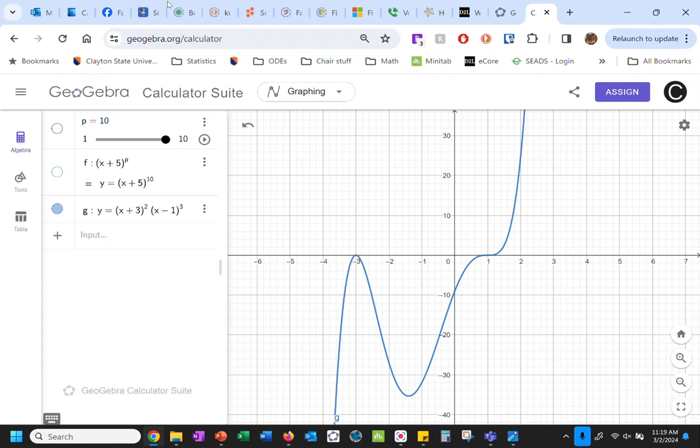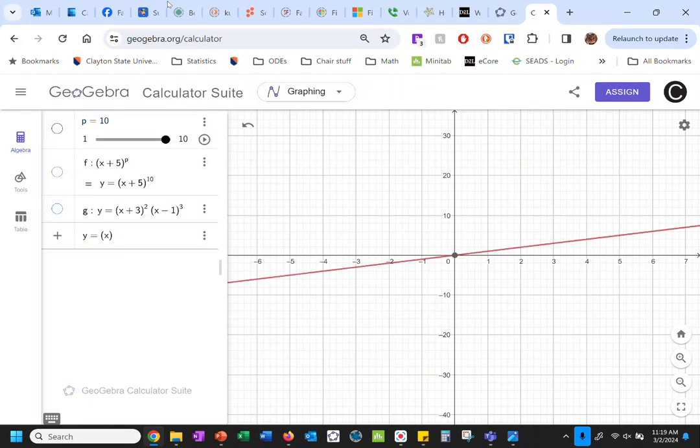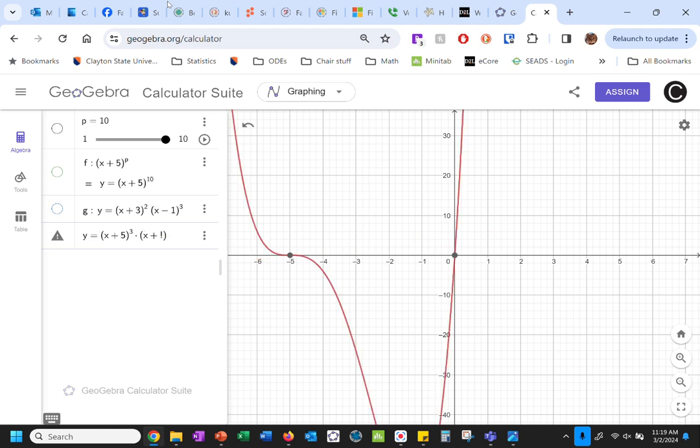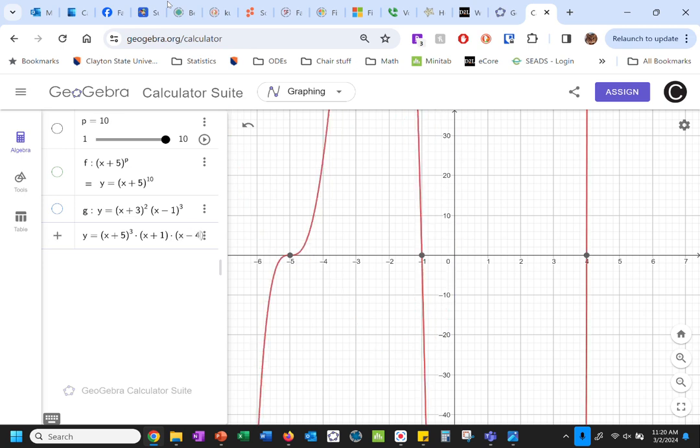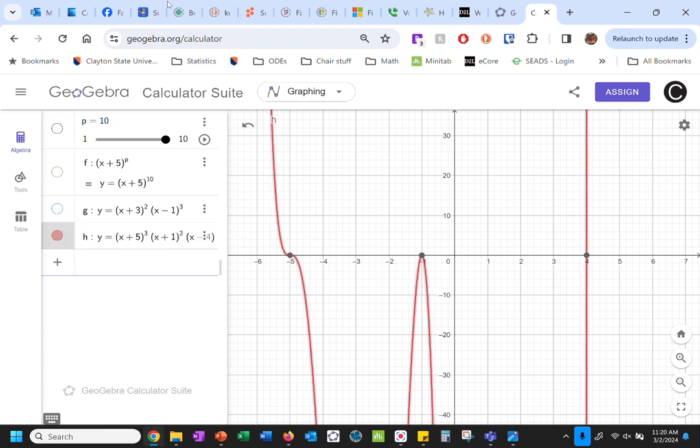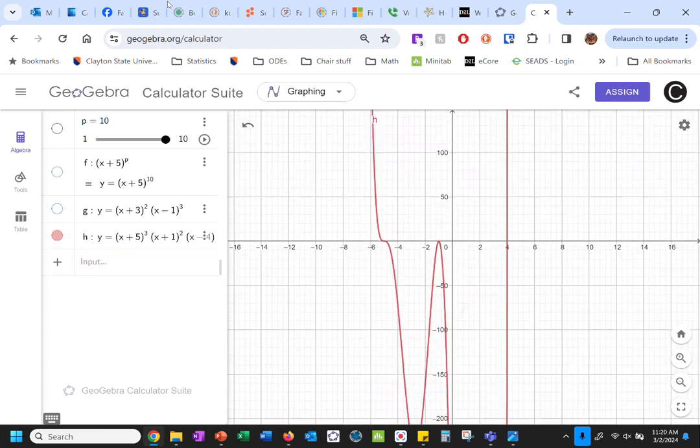So let's change this up. We'll put in our graph: y equals x plus 5 to the 3rd times x plus 1 to the 2nd times x minus 4. There we go.